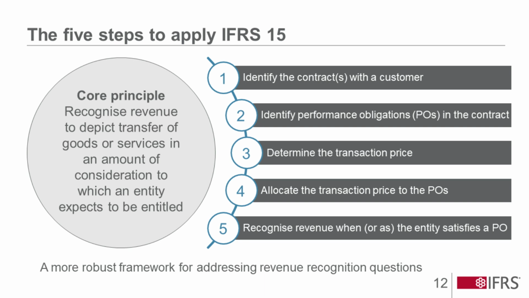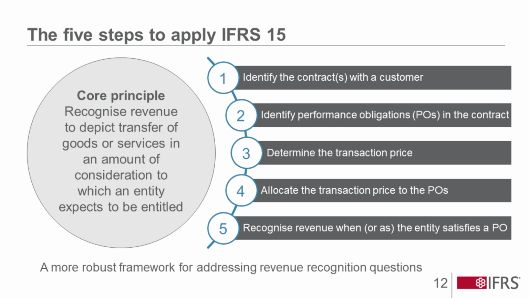And now let me turn to just a quick look at the 5-step model, which is one of the major tools for achieving that goal of improved comparability. IFRS 15 has a simple and, to me, intuitive core principle, and that core principle clearly explains what revenue depicts. It's to recognize revenue to depict the transfer of goods or services in an amount of consideration which an entity expects to be entitled. To apply the core principle, an entity follows the 5 steps that you see summarized on the right-hand side of this slide. And these steps provide a logical process for working through a revenue transaction to determine when and how much revenue to recognize. Just looking quickly at the 5 steps.